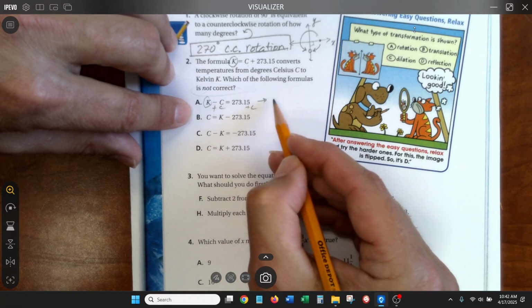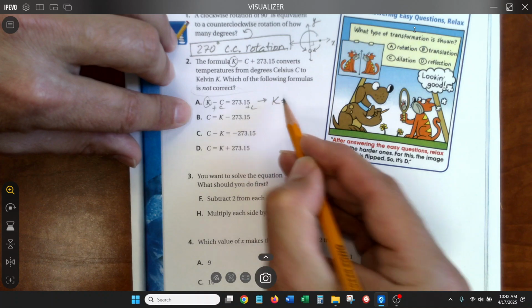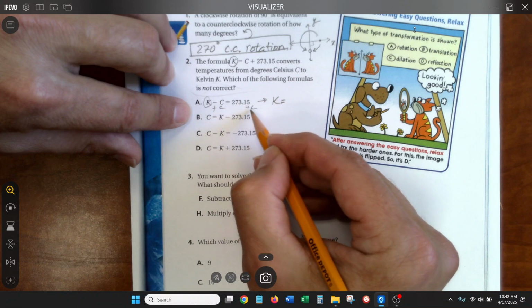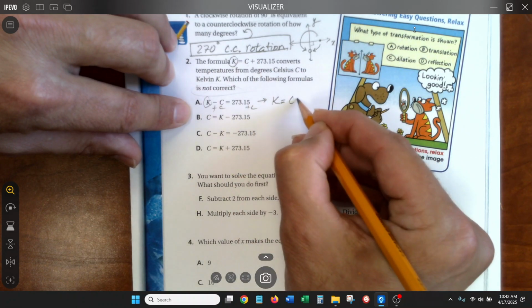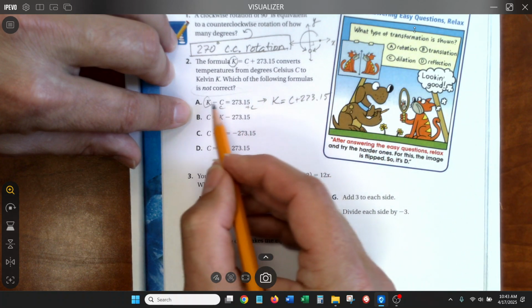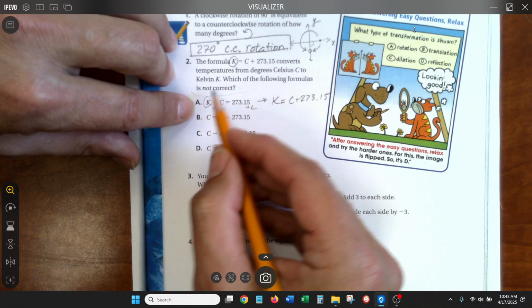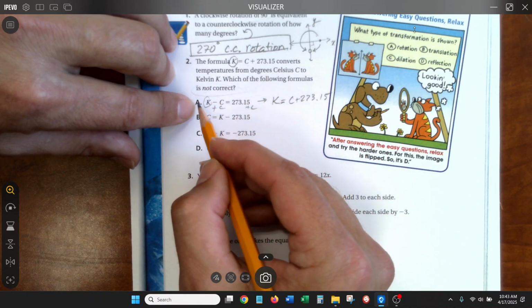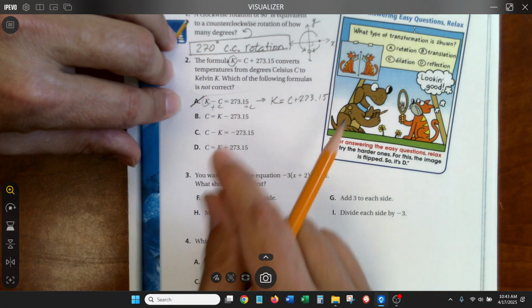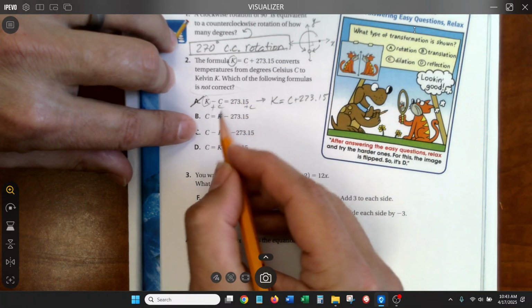So if we did that, we would get K is equal to 273.15 plus C, which is the same as C plus 273.15. So this is correct. A is correct, which is to say it's not the correct answer because we're looking for the one that's not correct.